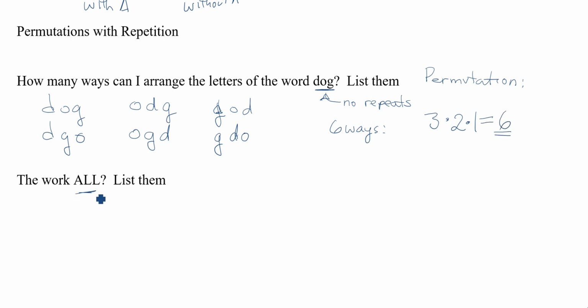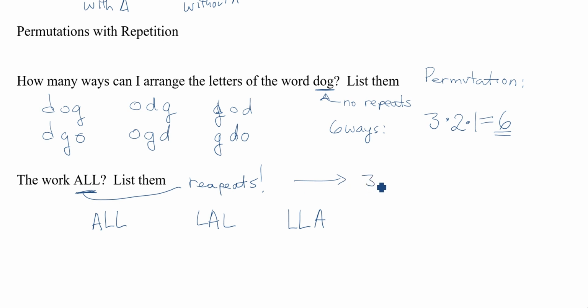Now here, if I look at the word all, with the word all, there are repeats. So if I look at the ways I can do it, I can have A-L-L, I can have L-A-L, I can have L-L-A. And so there are 3 ways, which tells me that there are fewer.